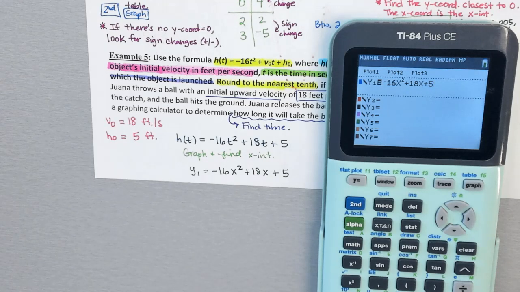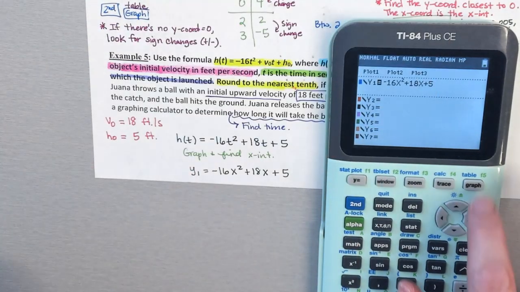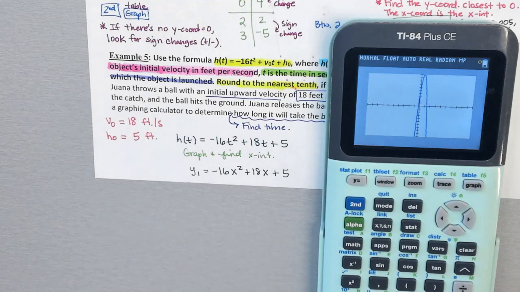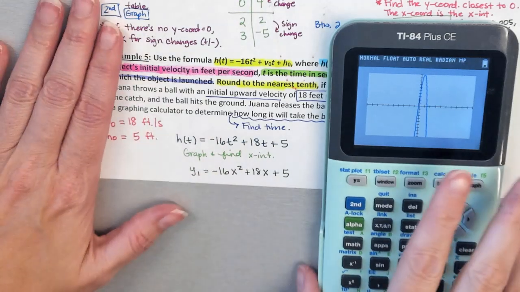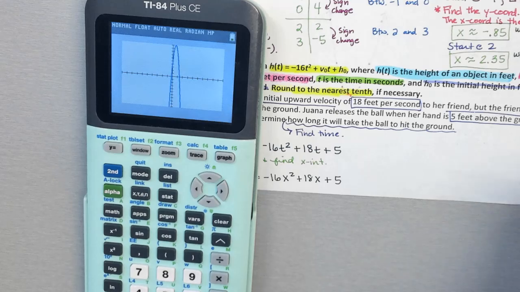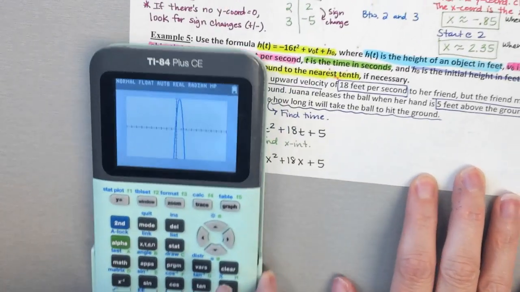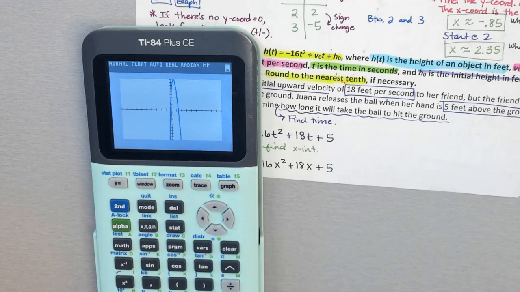If you do get an error, make sure your plots are turned off. Make sure you don't have any of these highlighted, or it might say that it can't graph it. They're invalid dimensions. And then you should have something that looks just like this, okay? So what you're going to do is you have to tell your calculator how to find the 0. So you have to give it a range of values.